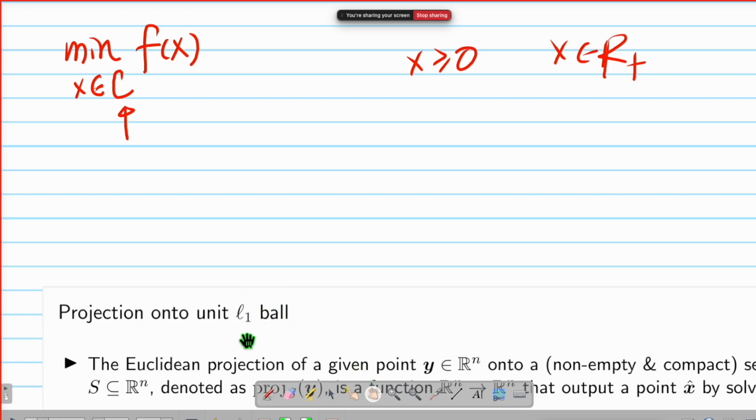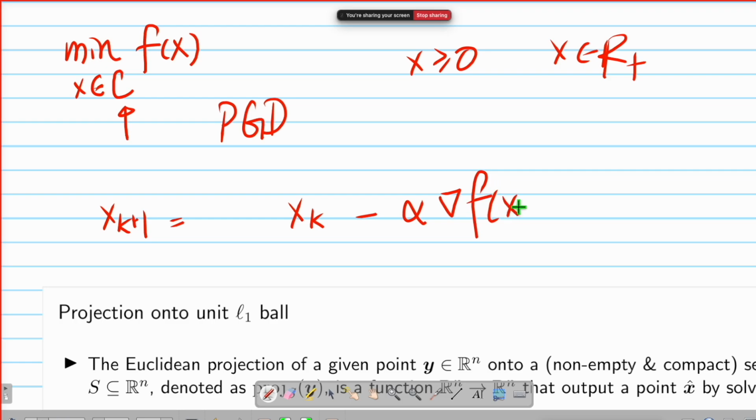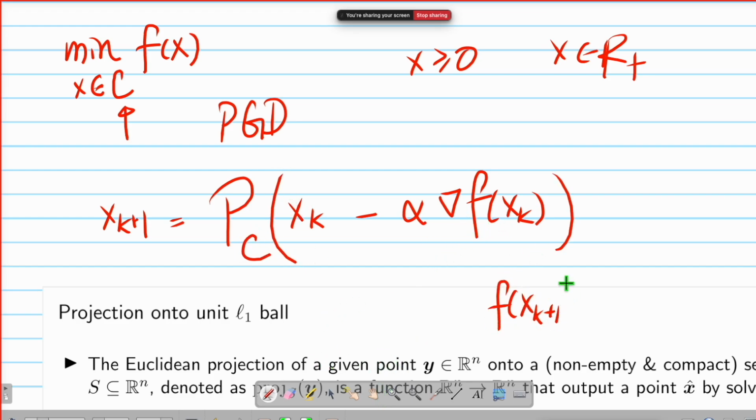And I'm going to use the L1 norm ball as an example. Recap from last week: we do this by doing something called projected gradient descent. So the new point is the current point minus step size, which is a number, times the gradient. That means you need to know how to find the derivative. This point is possibly outside C. Then what do we do? We project it back to C. That's the idea.